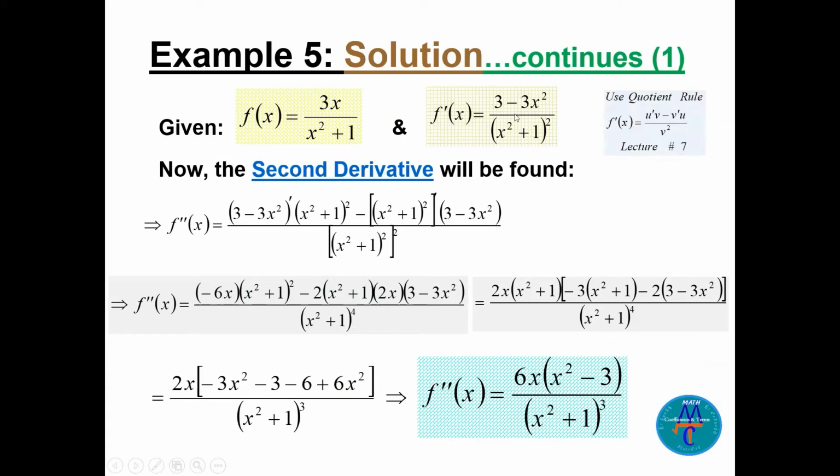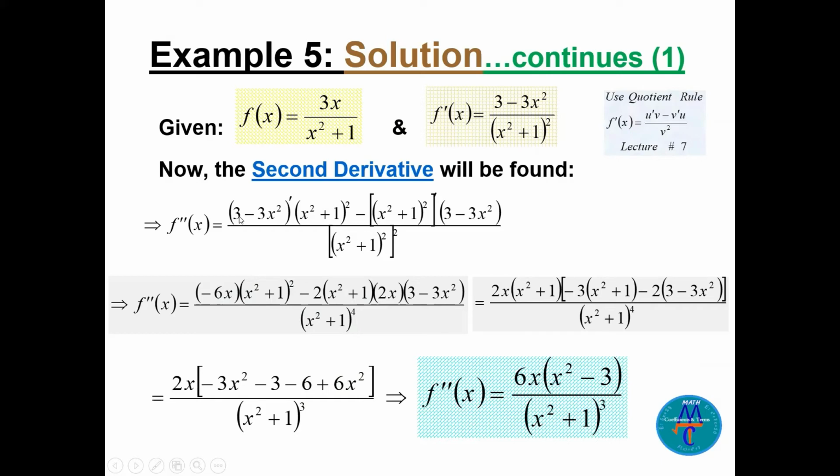So this is u, this is v. So let's go: (3 minus 3x squared) prime times (x squared plus 1) squared, minus... See, there is a small prime here. This one is clear. But there is a prime here: ((x squared plus 1) all squared) prime times (3 minus 3x squared), divided by all this squared. So it becomes power 4.